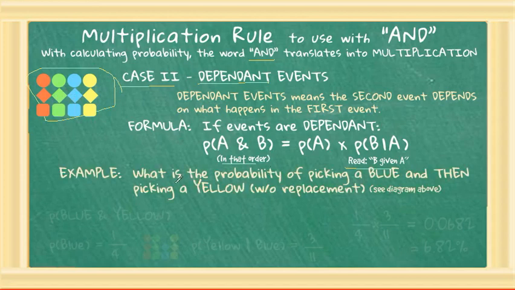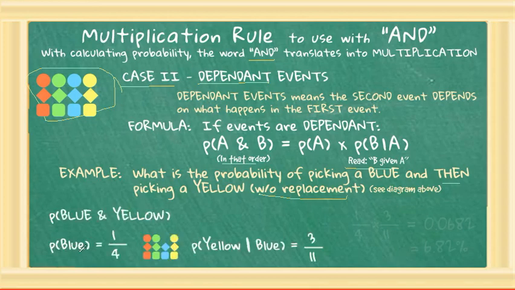So then let's say we want to know, what's the probability of picking a blue and then picking a yellow after that? And sometimes they'll say "without replacement" is the key, that we're going to be picking from the same group, and we're not going to put the blue back, assuming we picked it the first time around.